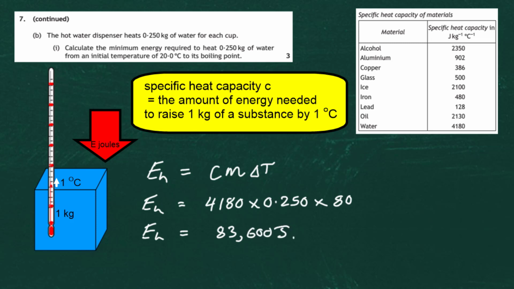Now, why am I saying minimum energy? Because obviously when we heat something up, not all the energy is going to go into the substance, it's maybe going to escape into the air or the surrounding area, so we have to quote that value as the minimum energy needed to do that. We have to put in more energy in order to cover the losses, which would take us above 83,600 joules.